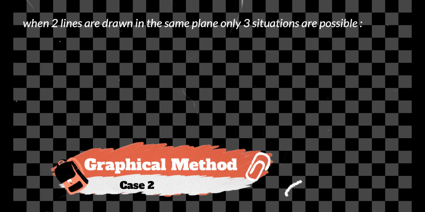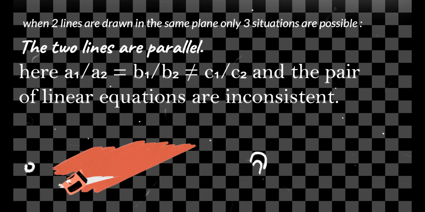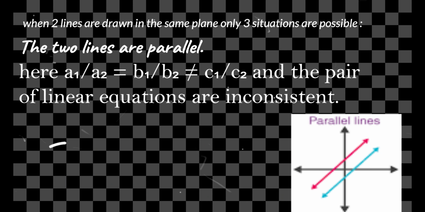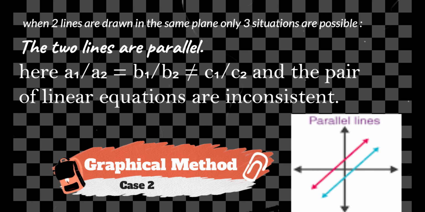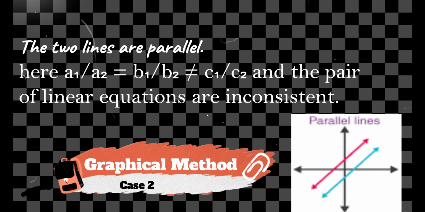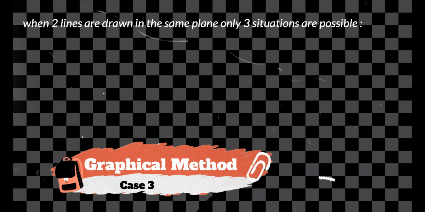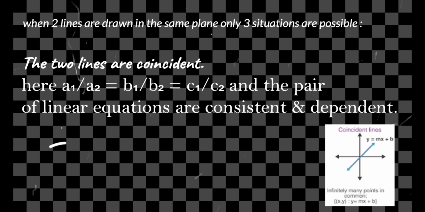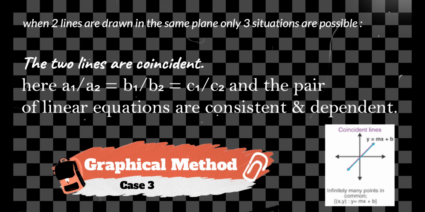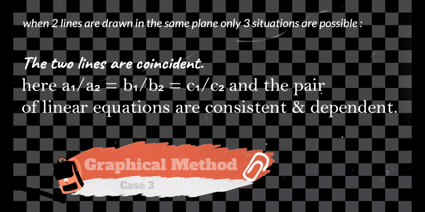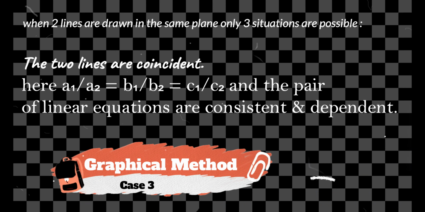Situation 2 or case 2: when the two lines are parallel. Here a1/a2 = b1/b2 but not equal to c1/c2, and the pair of linear equations are inconsistent. Case 3: when the two lines are coincident. Here a1/a2 = b1/b2 = c1/c2, and the pair of linear equations are consistent and dependent.